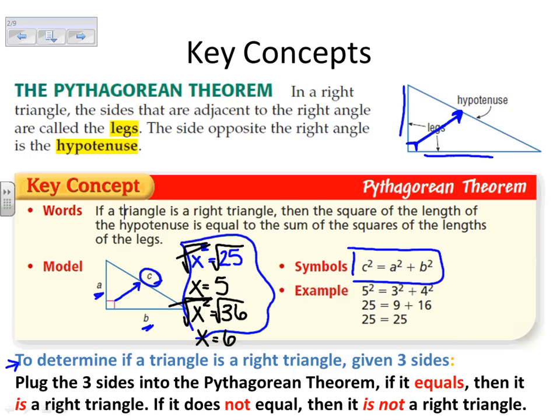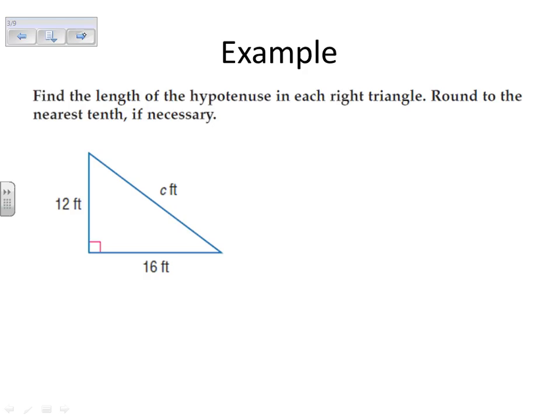Okay. So here are a couple examples. Find the length of the hypotenuse in each right triangle. Round to the nearest tenth if necessary. Okay, so we're going to find the hypotenuse. And remember, the hypotenuse is directly across from the right angle. My Pythagorean theorem is a squared plus b squared equals c squared. Now, a and b are both the legs. So here's a leg, here's a leg.